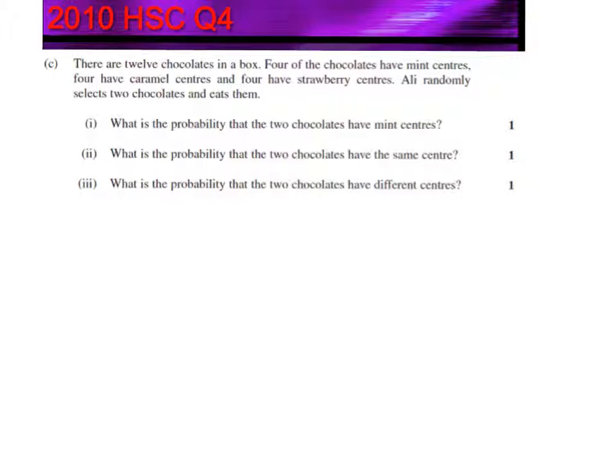Alright, HSC question. There are 12 chocolates in a box. 4 of the chocolates have mint centres, 4 have caramel centres, and 4 have strawberry centres.